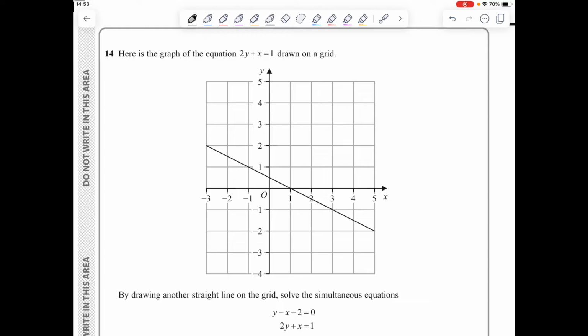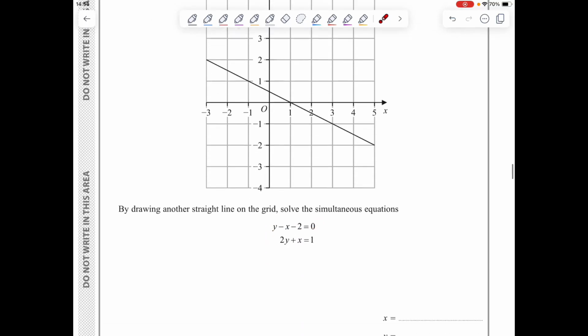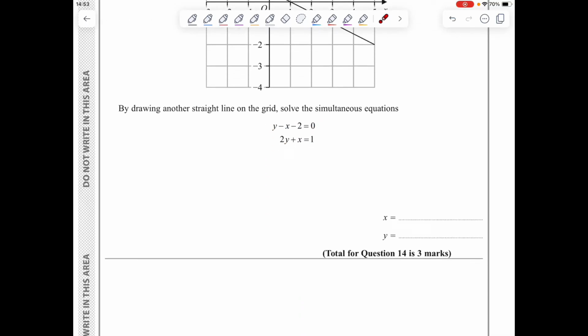For question 14, I already have one equation drawn, so I'll need to draw the second one here. To do so, first I will rearrange and get y on its own. And now I'm going to make a table of x and y values. I'm going to put 3 random x values, minus 2, 0, and 2, and use the formula above to calculate their y values. This comes out to be 0, 2, 4.